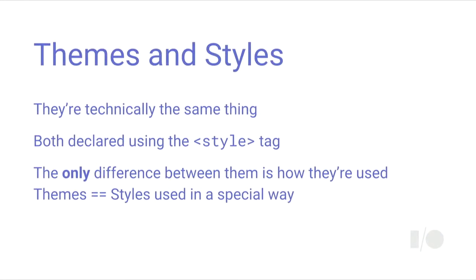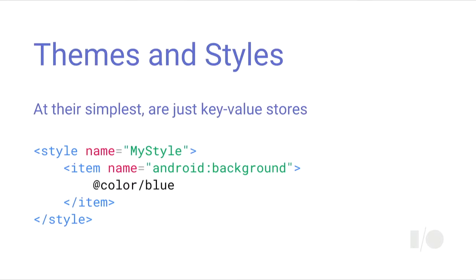Technically, themes and styles are exactly the same thing. Internally, they're both declared using the style tag. So in your resources, you create your styles, and you'll notice that when you create a theme, you're still using the style tag. The only difference between them is how you use them in your application, and we'll talk more about that later.